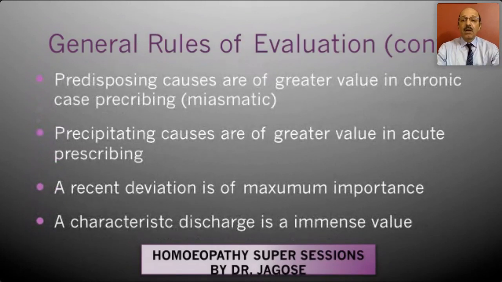Now, predisposing causes are of great value in chronic case prescribing. So that also has to be mentioned. Take a note of that. In a chronic case, the predisposing causes should be taken into consideration. That is the predisposition, that is, the fundamental miasm, the miasmatic cause, which is obtained from the family history supported by the past history. This forms the base on which the case revolves, on which you are getting different presentations, and these presentations or symptoms are nourished by the fundamental miasm.